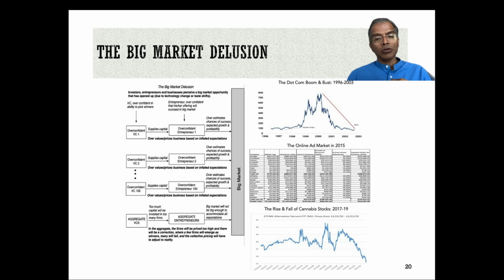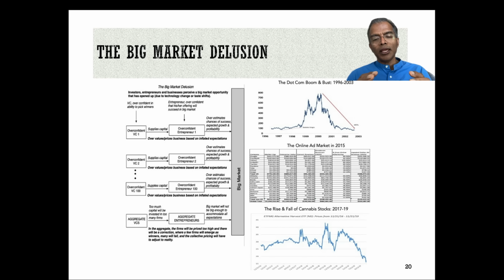Same thing with cannabis stocks. Initially when they came out, people were just excited. This is going to be the next great business. And it very quickly cleaned up again. Now, while people often look at these bubbles and say never again, they want regulatory protection against them, this is again a feature of big markets.